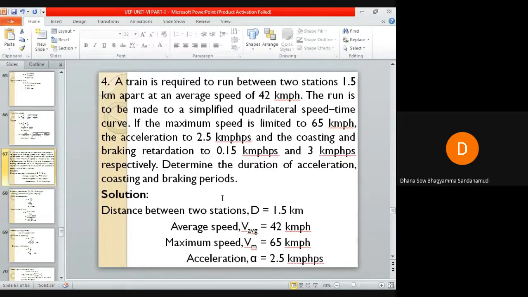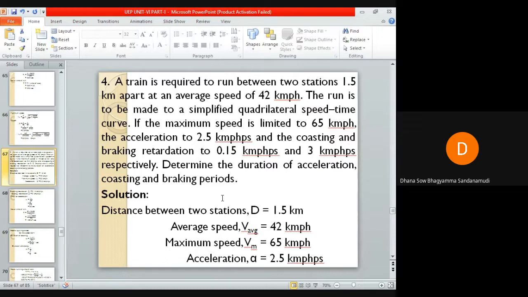So we are assuming that the speed time curve for this train is a simplified quadrature speed time curve. And the maximum speed is limited to 65 kilometers per hour, V maximum is given, that is 65 kilometers per hour. Acceleration is 2.5 kilometers per hour per second, that is alpha is equal to 2.5 kilometers per hour per second. And coasting and braking retardation are given.